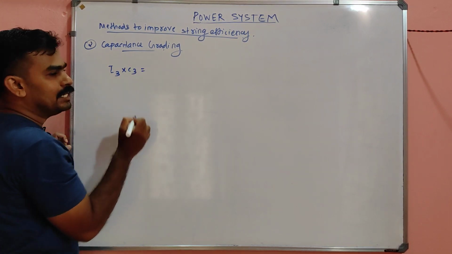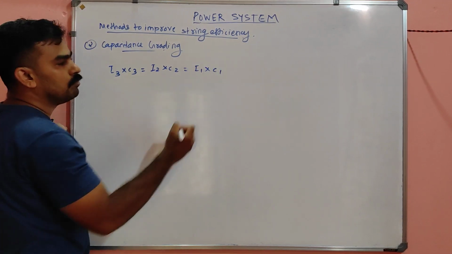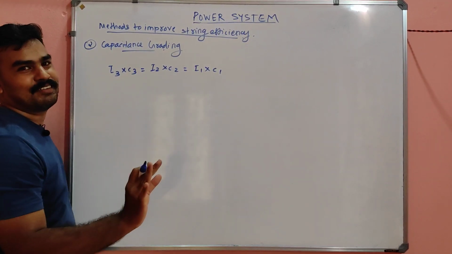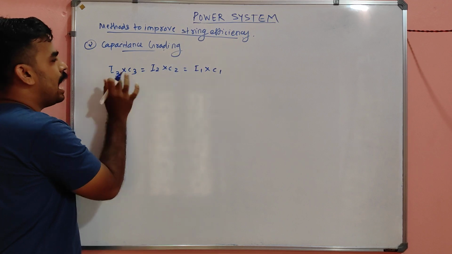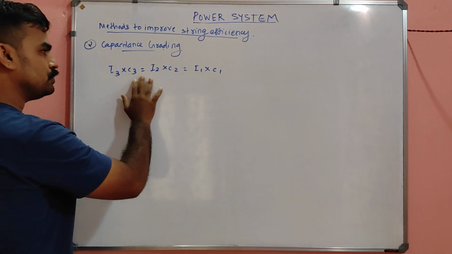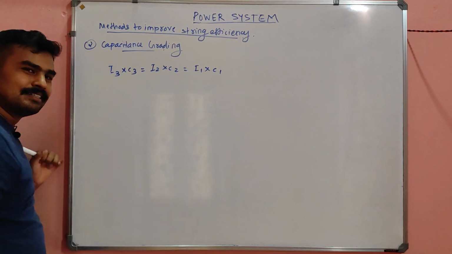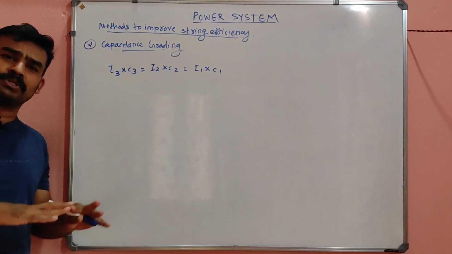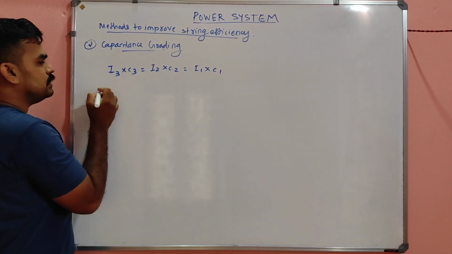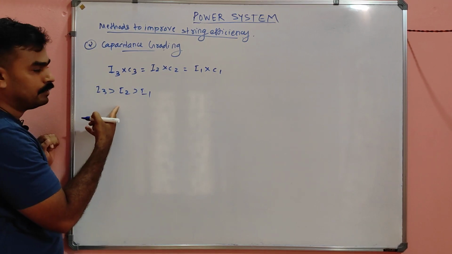You imagine that should be equal to I2 into XC2, which should be equal to I1 into XC1. If this happens, then equal voltage drops will be there. If these equations are satisfied, then I can say that each capacitor can withstand the same voltage, so the string efficiency will be 100%. So I3 is greater than I2 greater than I1. You know this, correct?